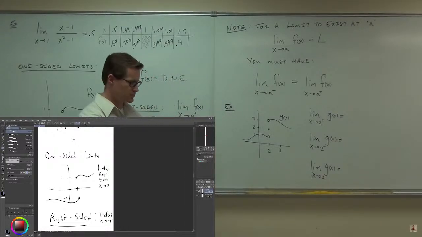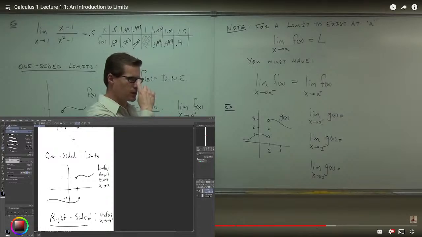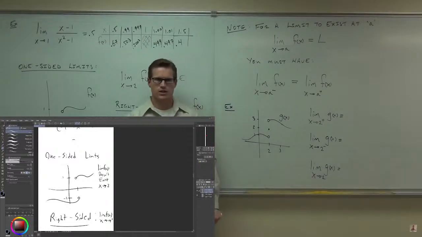Let's see if you can. Okay, so from the right, it's approaching 3. From the left, it's approaching 1. So the limit doesn't exist. Next, I'm going to give you about 5 seconds between each problem to see if you can get it.